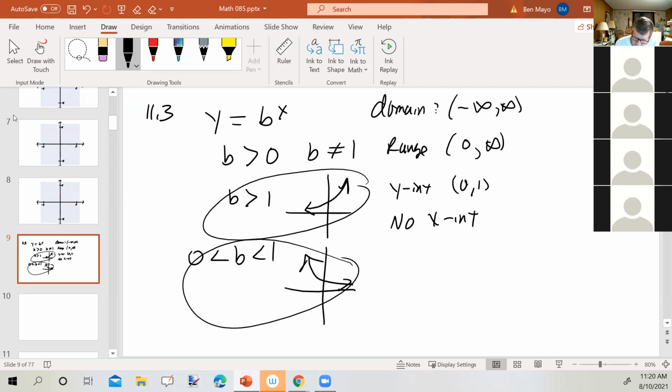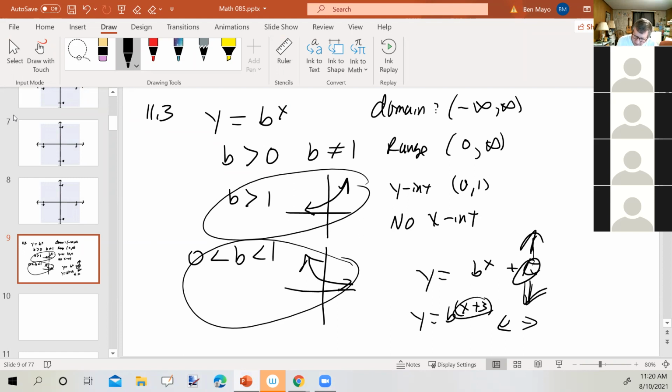Just like in parabolas, if you have something like this and you have a constant here, that's going to shift it up or down. If you have a number that's part of the exponent, that's going to shift it right or left. Here, a positive moves it up, a negative moves it down. Here, a positive moves it to the left and a negative moves it to the right. Inside inverse, outside obvious, just like with parabolas, quadratic equations. Okay.